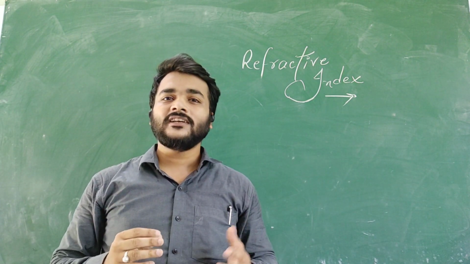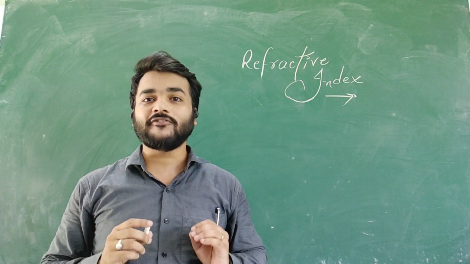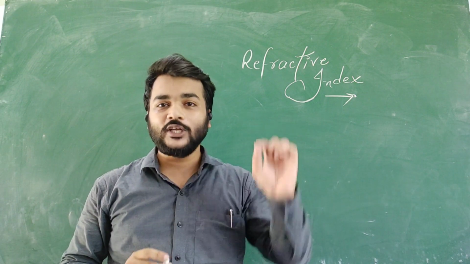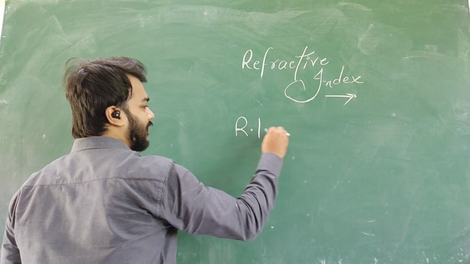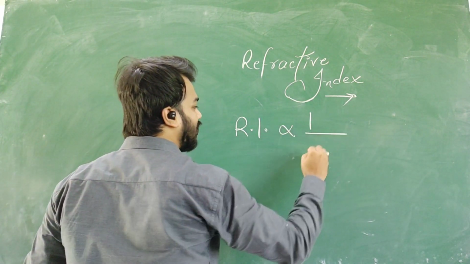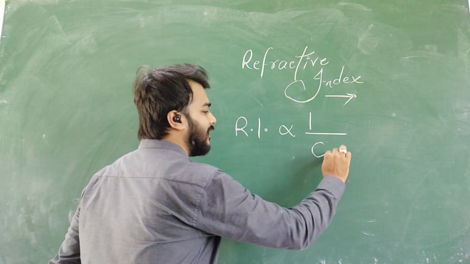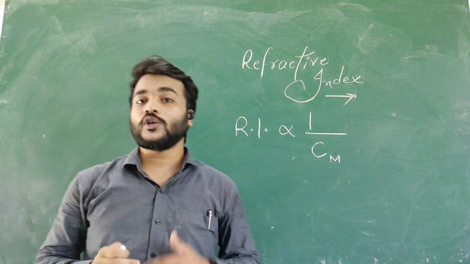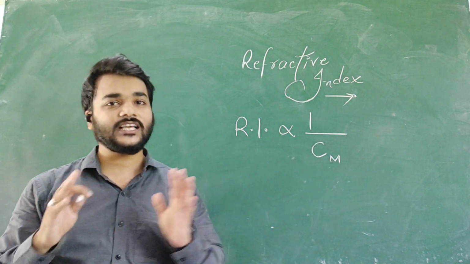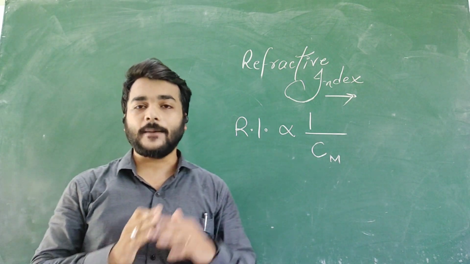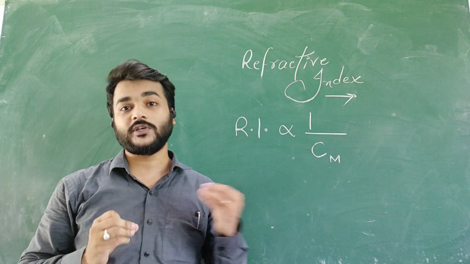So that means that if the refractive index of a medium is higher, then the speed of light in that particular medium will be lower. So we can write down this relationship that refractive index is inversely proportional to the speed of light in that given medium. So the higher the refractive index, the lower the speed of light in that medium. And in this way we can compare different media, in which medium the speed of light will be higher and in which it will be lower.